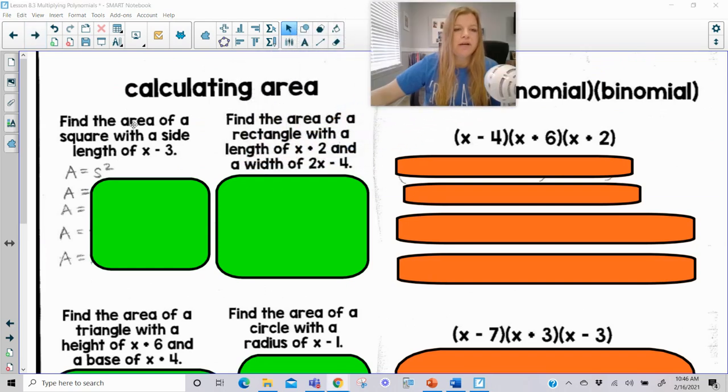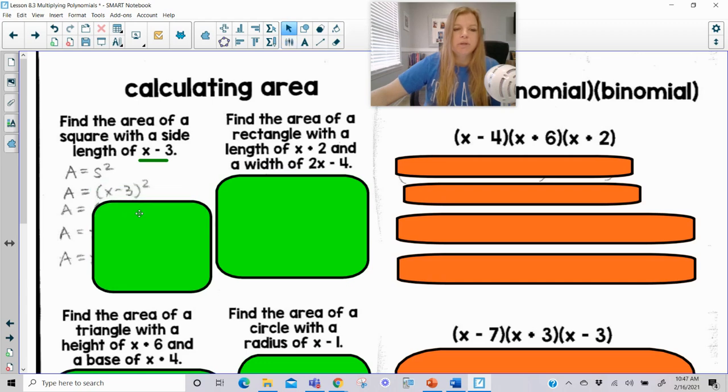Calculating area. So it says find the area of a square with a side length of x minus 3. So area formula for a square we know is side squared. If I was to substitute in this entire side length of x minus 3 in for s into my formula, this is what it would look like.